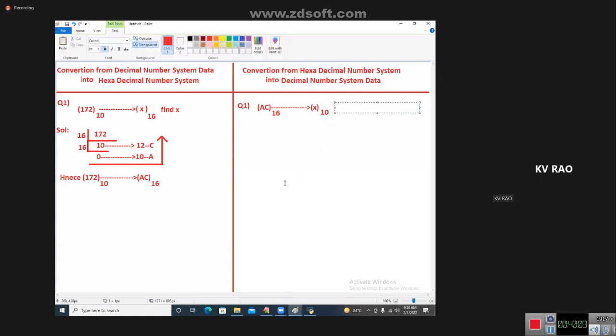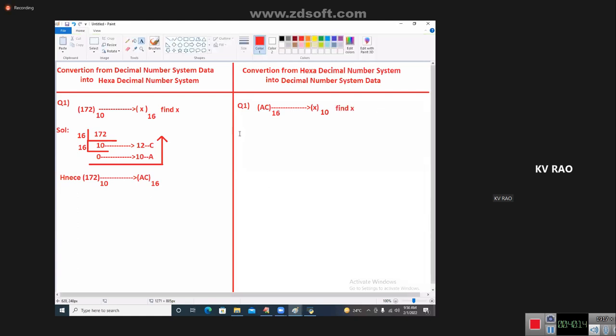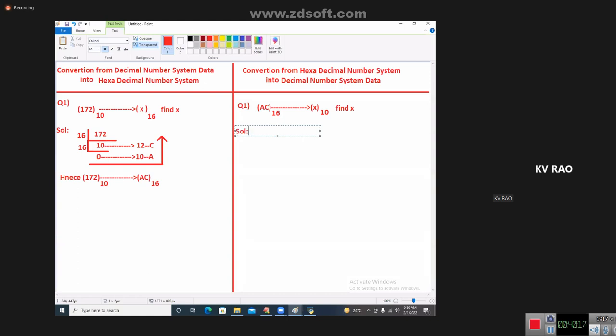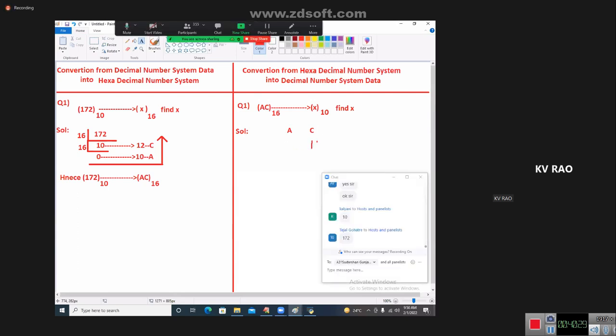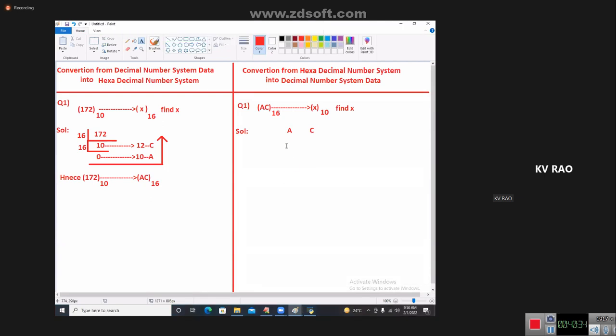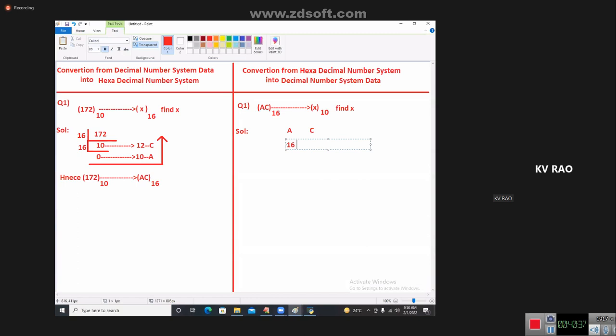Find x as usual, same to same. How do you take it? Solution I am going to start with. A, C here. I am going to take it as 16 to the power of 0. Already you are aware of it. 16 to the power of 1, 16 to the power of 0.